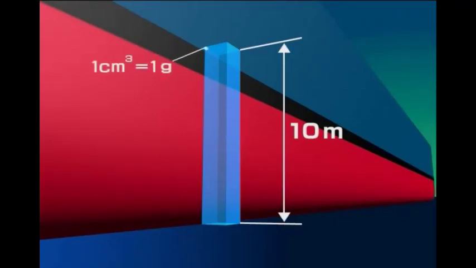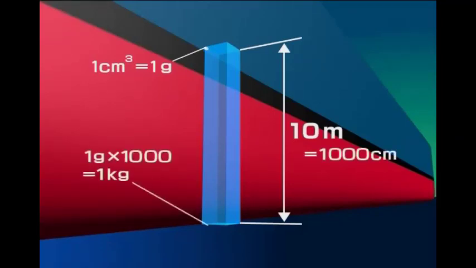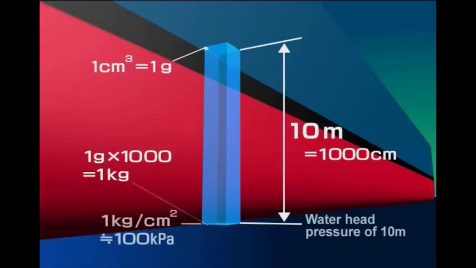As 1 cubic centimeter of pure water weighs 1 gram, a 10-meter tall water column with a basal plane of 1 square centimeter is equivalent to 1,000 grams, or 1 kilogram. Therefore, the water pressure placed on the basal plane is 1 kilogram per square centimeter. This pressure is referred to as 10-meter water pressure head. In other words, water pressure head means pressure translated from the height of a water column.